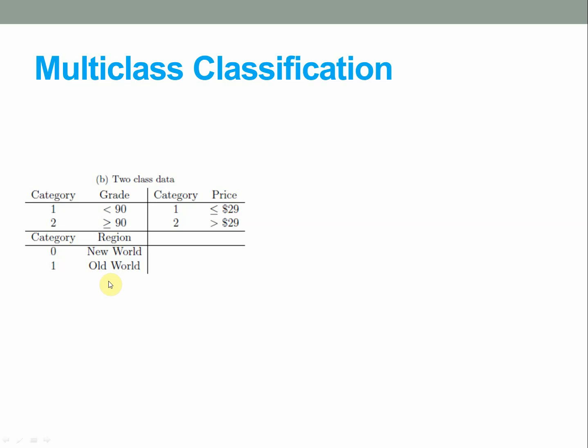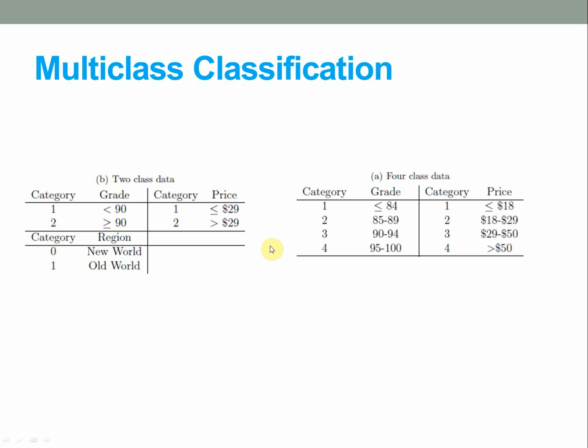Of course, for the region, we only have 2 areas, and that can be expanded for further research. But in this thesis, we try to predict whether the region is the new world or the old world. Now, if we transform the binary classification into 4 classes, that's what we call multi-class classification. The grade will come into 4 different categories, and the price will also come into 4 different categories.